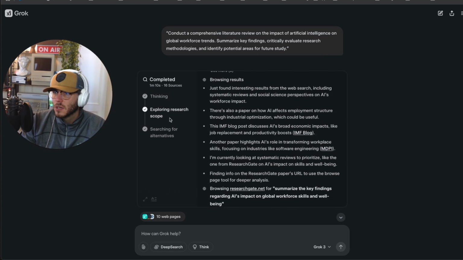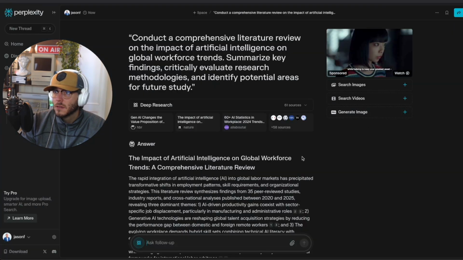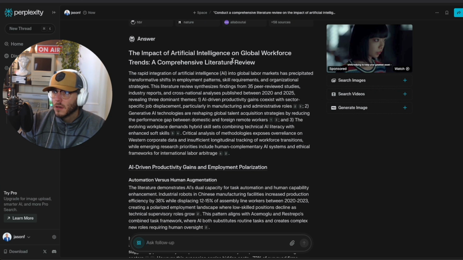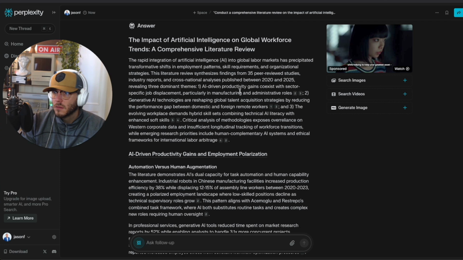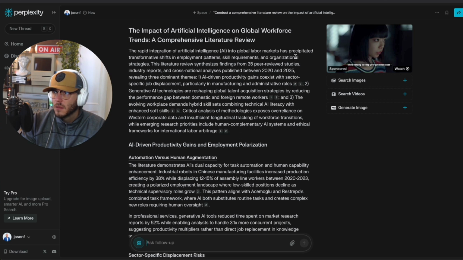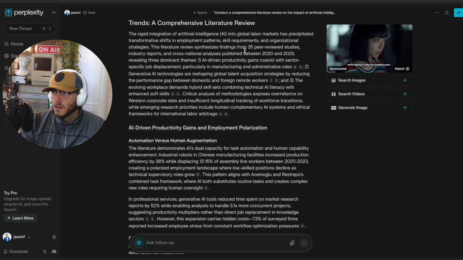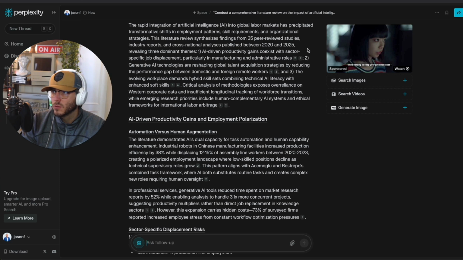Let's go ahead and check Perplexity. All right, so on Perplexity, we have 61 sources that were researched, so quite a lot, significantly more than what Grok had with the 15 sources. And we have a comprehensive literature review here. AI has precipitated transformative shifts in employment patterns, skill requirements, organizational strategies. So we have findings from 35 peer-reviewed studies, industry reports, and cross-national analysis published between 2020 and 2025.